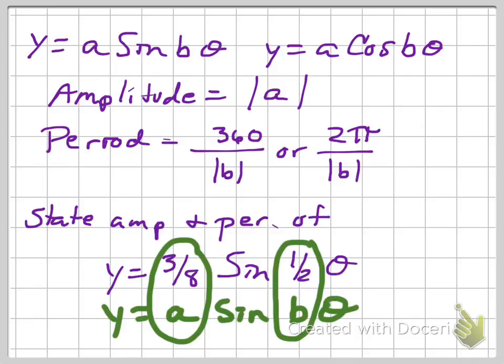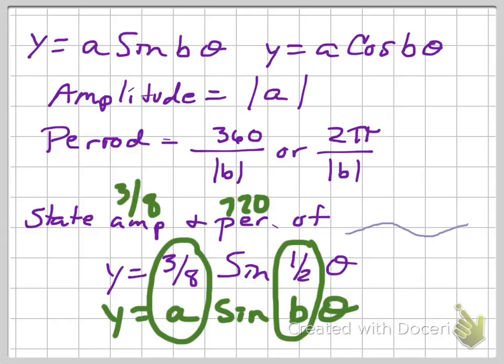The amplitude is the absolute value of A, so that's 3/8. Period is 360 divided by a half. That should be 720. Not 180, it's not 360 divided by 2. It's 360 divided by a half, 720. So that dolphin is really taking a long time. It's a long jumper as opposed to a high jumper.